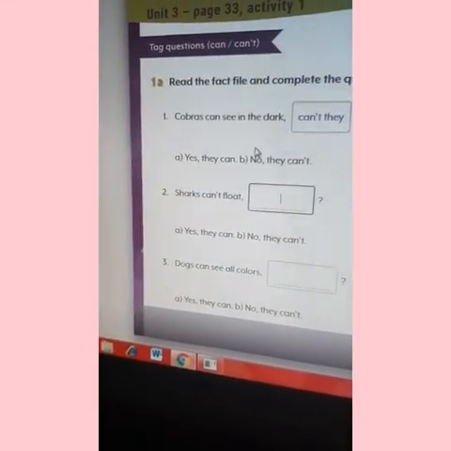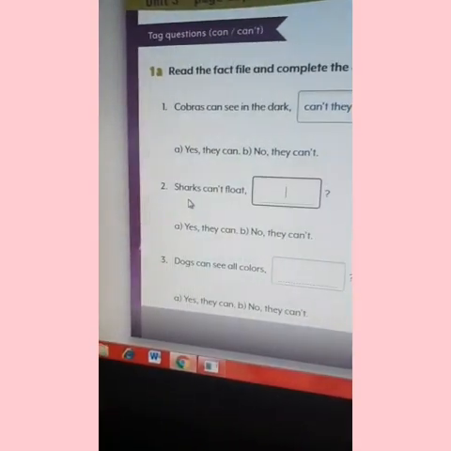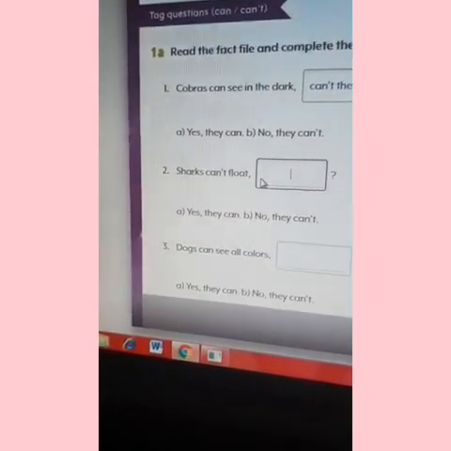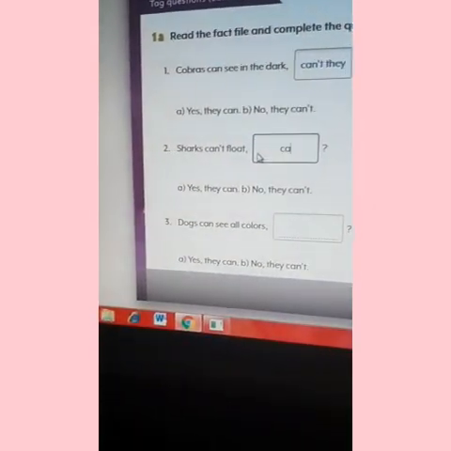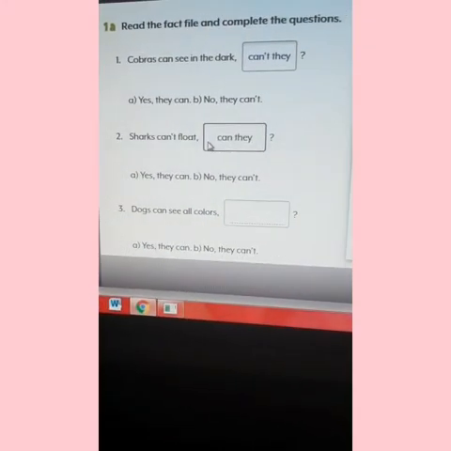Number 2, and the answer is related with the fact file. Number 2, sharks can't float. Sharks can't float. I'm gonna write here, can't they?